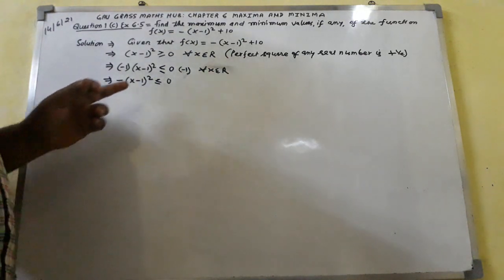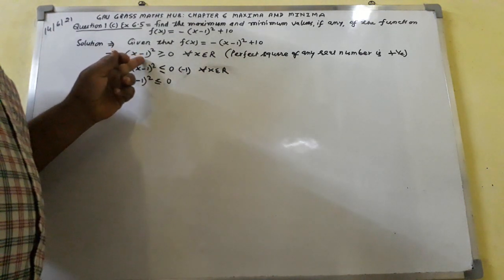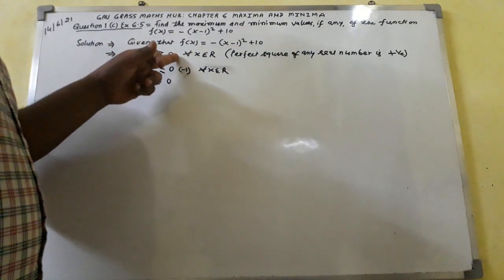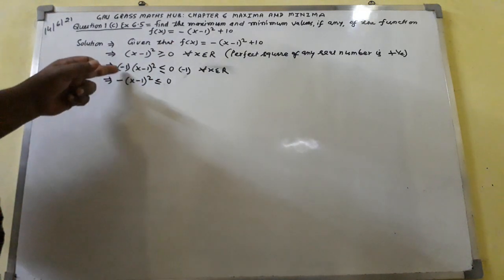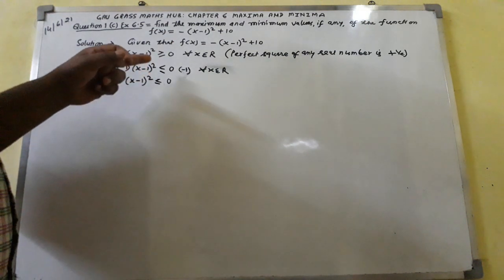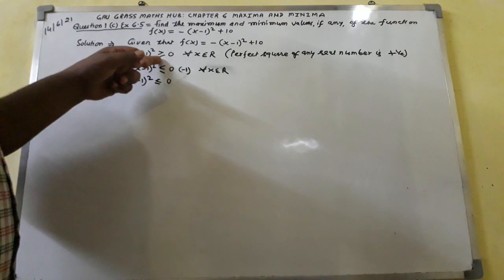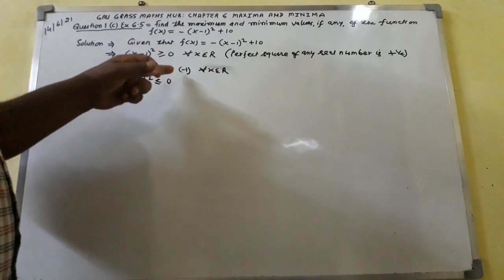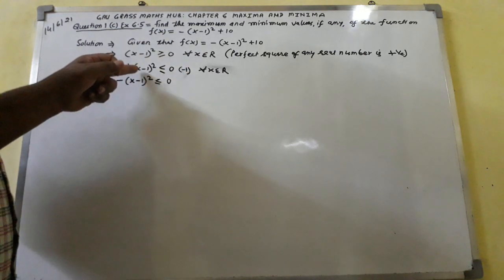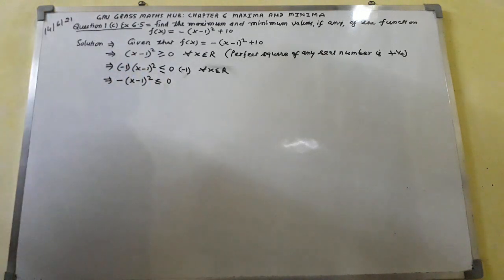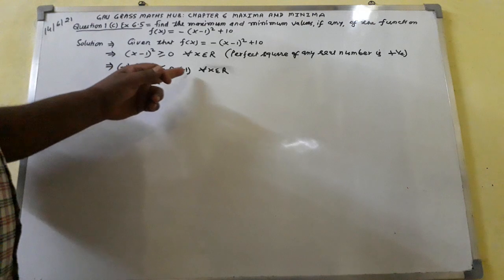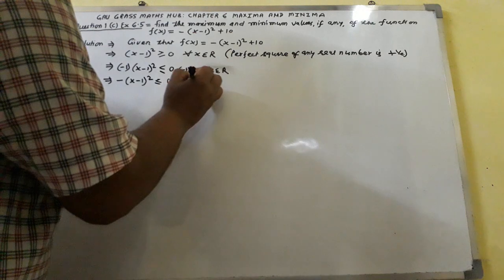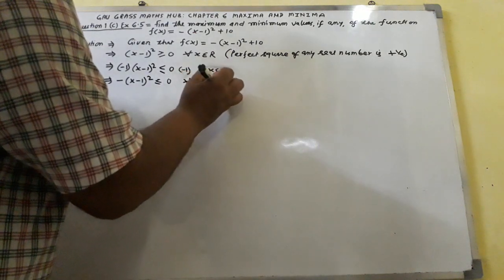The left hand side of this inequality is multiplied by minus 1, and the right hand side will also be multiplied by minus 1. So here we get minus (x minus 1) whole square. In this case the sign of the inequality will be changed. I have changed greater than to less than, and 0 multiplied by minus 1 gives 0, and (x minus 1) whole square multiplied by minus 1 gives this term. Here I shall write for all x belonging to the set of real numbers.